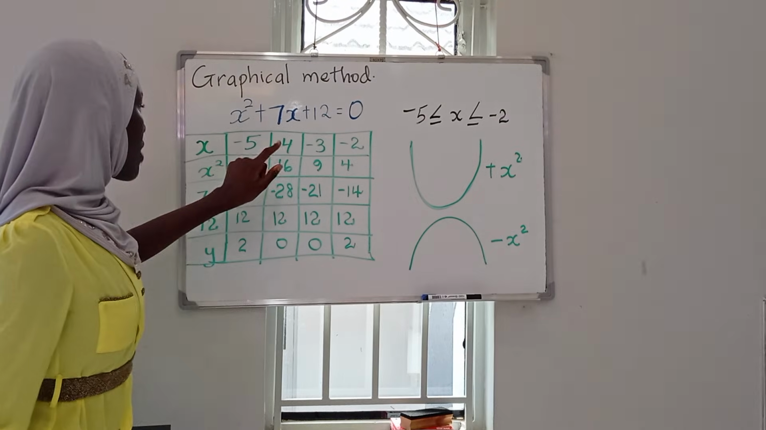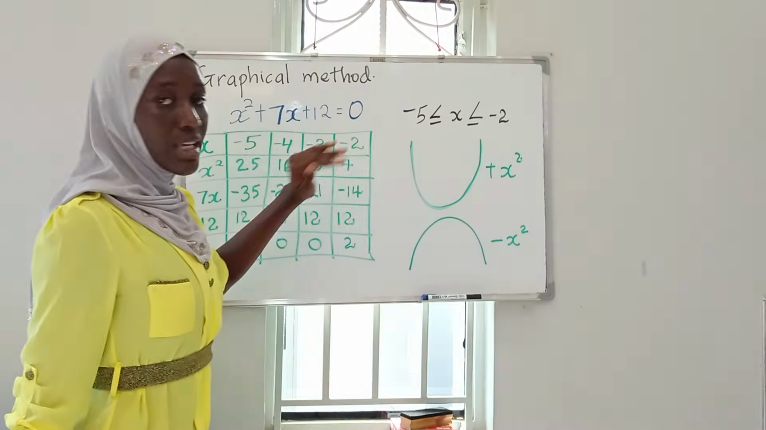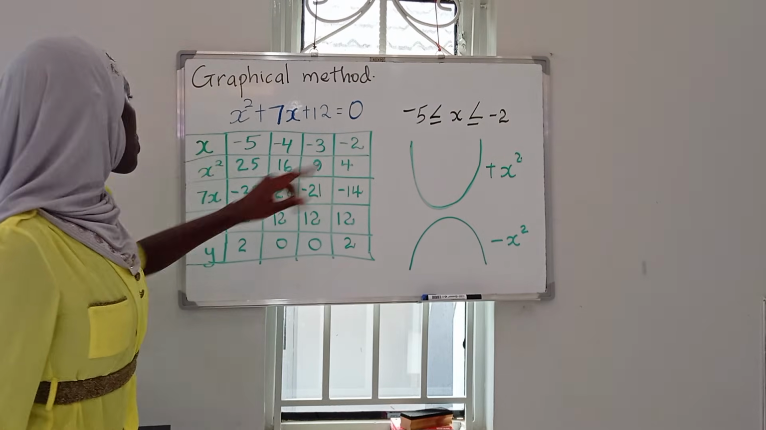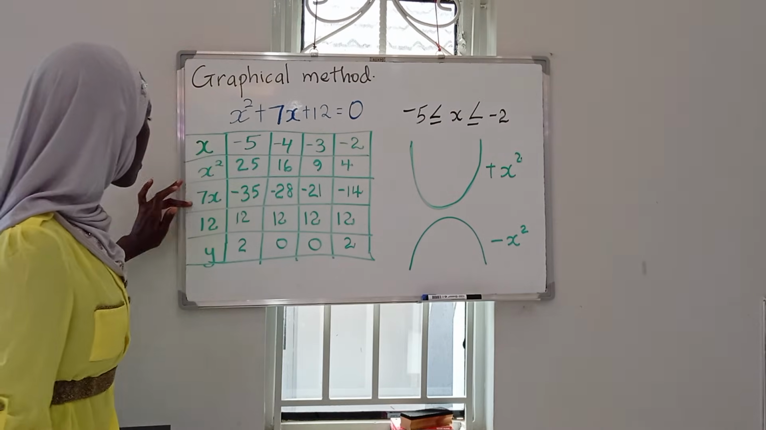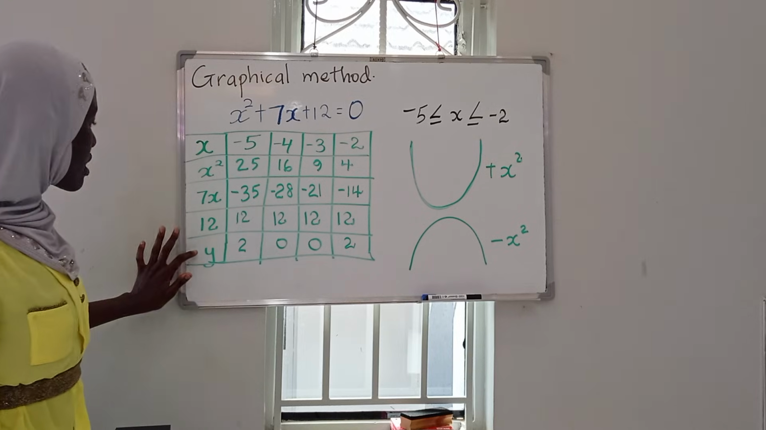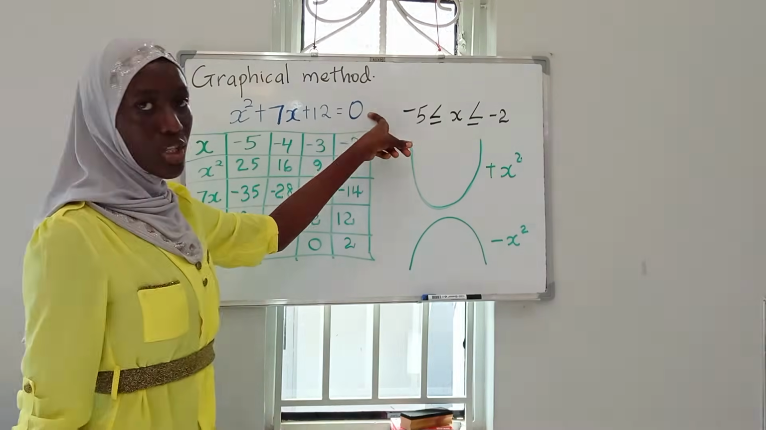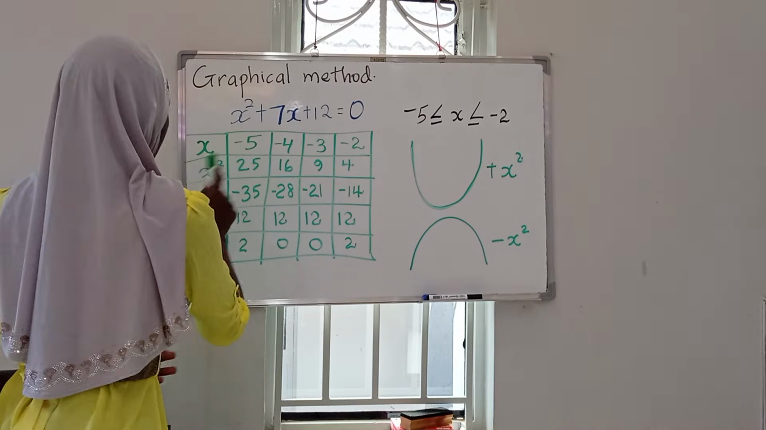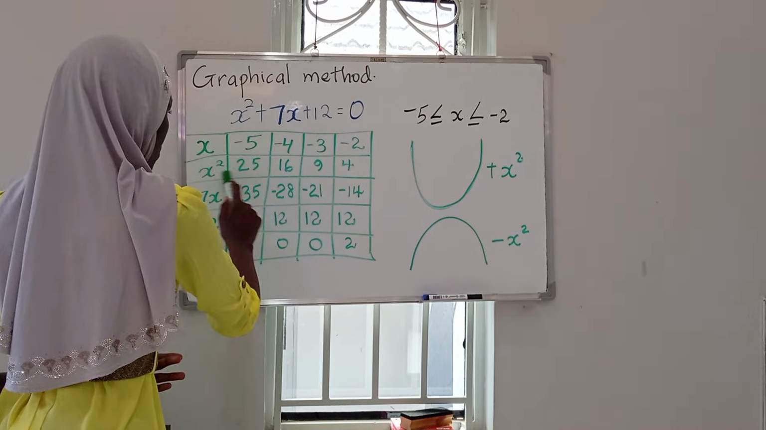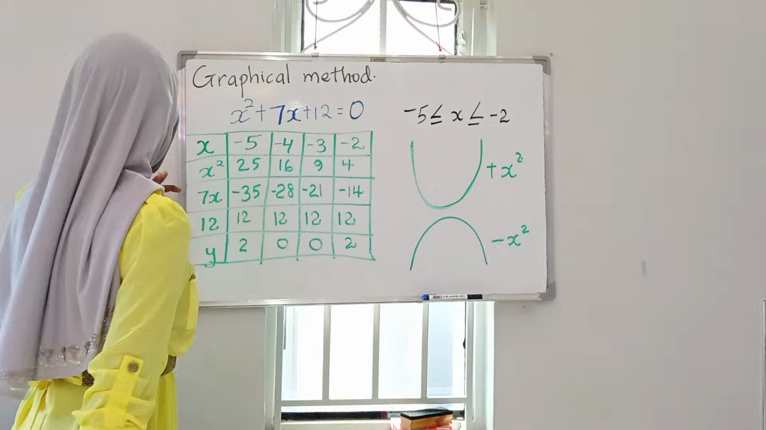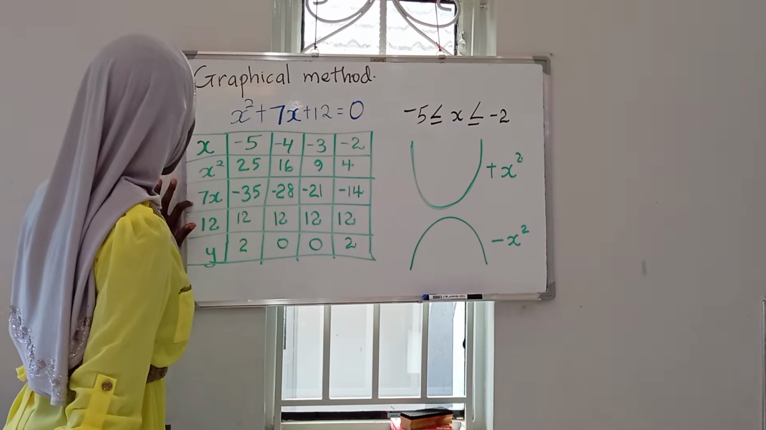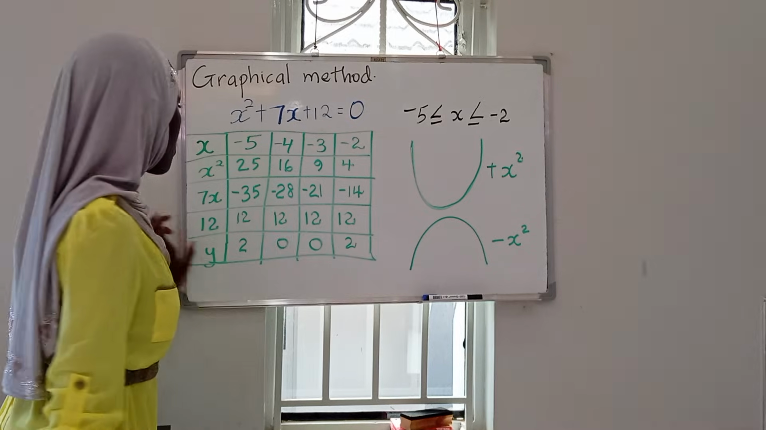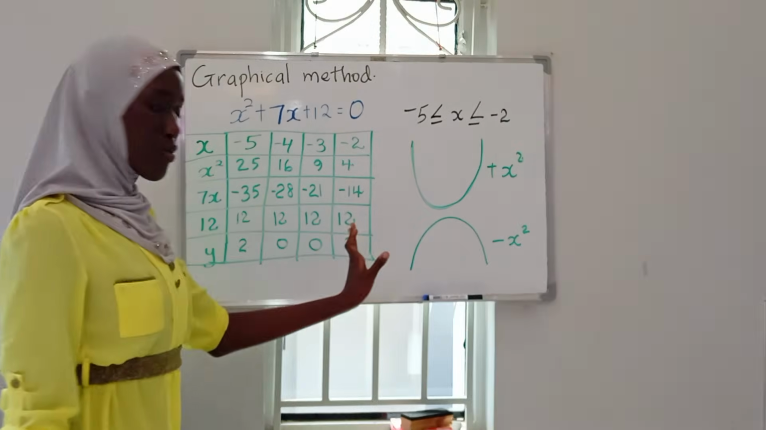We shall have negative 5, negative 4, negative 3, and negative 2. Then we shall cut the bits of our equation. We'll have x squared, 7x, 12, and then this y is going to represent the 0 that is right there. So what we do, we calculate it. X squared, that is negative 5 squared, and fill in. Then for 7x, still get 7 and multiply it by your value of x and fill in. For 12, you're going to just write that 12 all through.